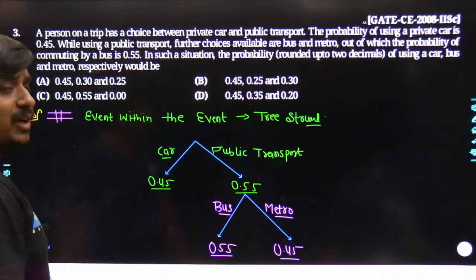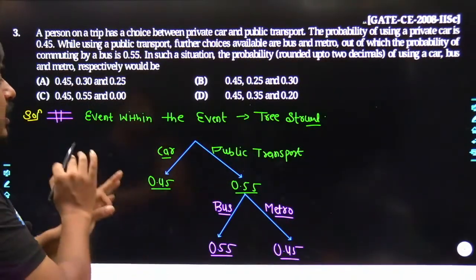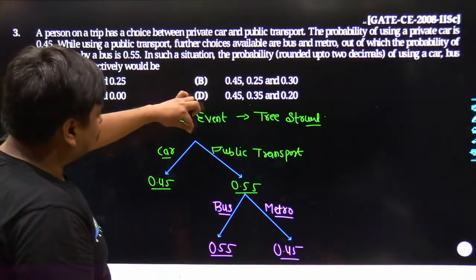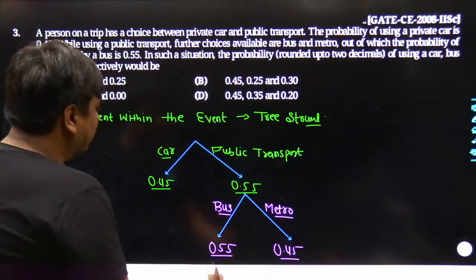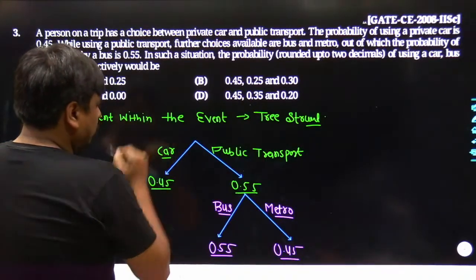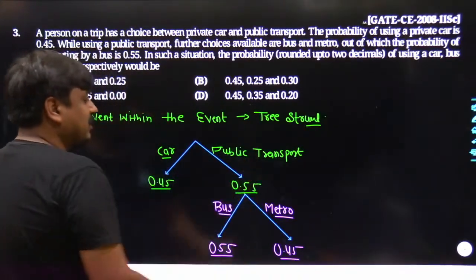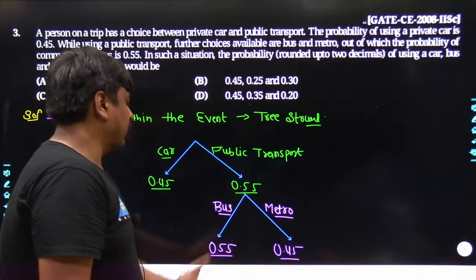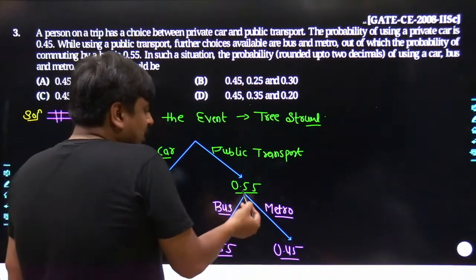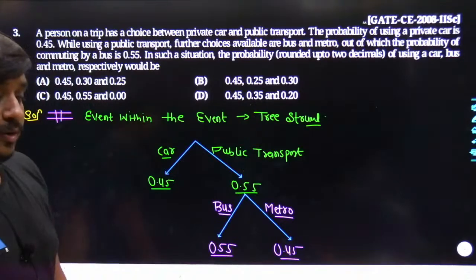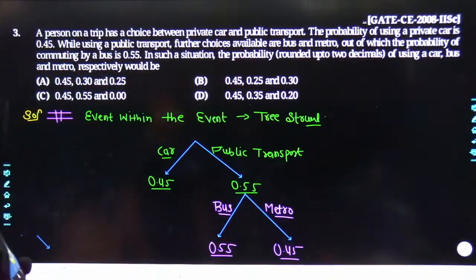Here the data is given as 0.45 plus 0.55, which should become 1. So this is my complete tree structure, and you yourself would be able to understand now that the complete problem has been diluted in a much more efficient way. Once you start from here onwards, you yourself would be able to understand each and everything once you see this tree structure. What is the meaning? Sir, if I go with the car, the probability would be 0.45. If I commute through the public transport, my chance of commuting through the public transport is 0.55. Similarly, if the further choice is the bus, the possibility would be 55%. If the further choice is metro, the possibility would be 45%. So till this point, I don't think any student would have any sort of doubt.